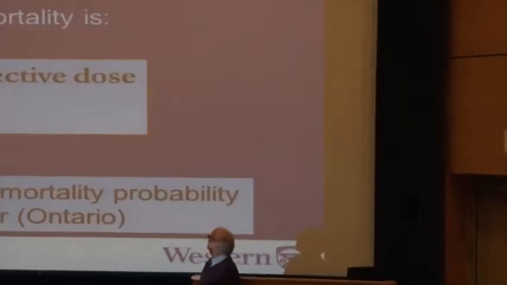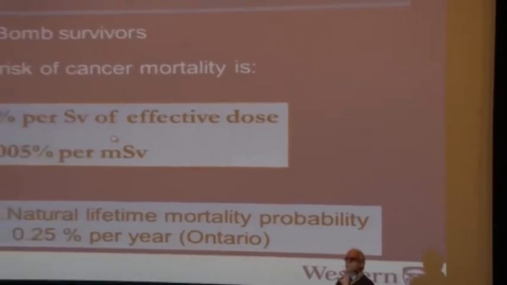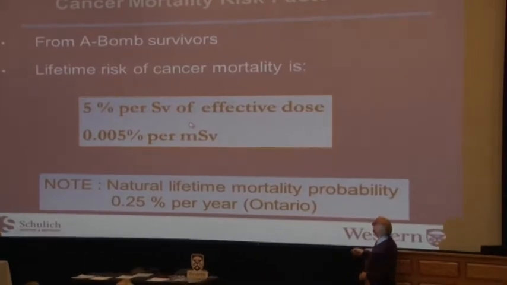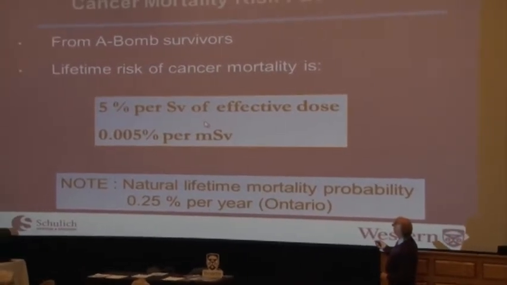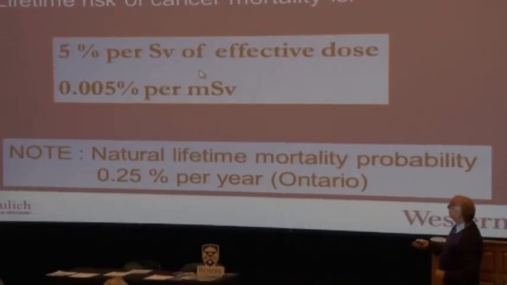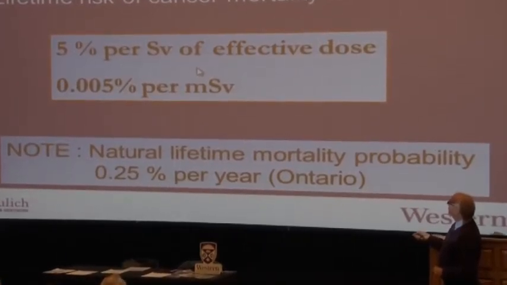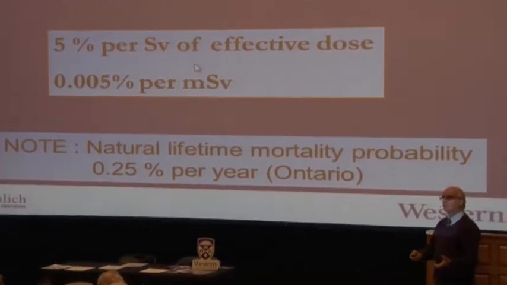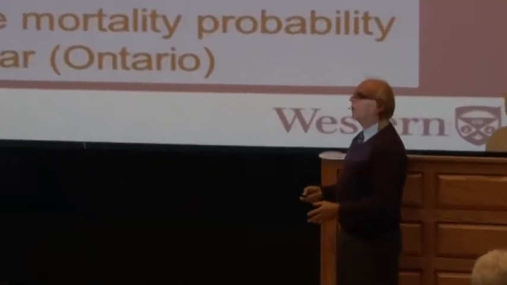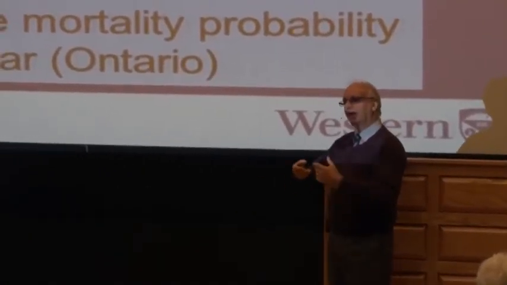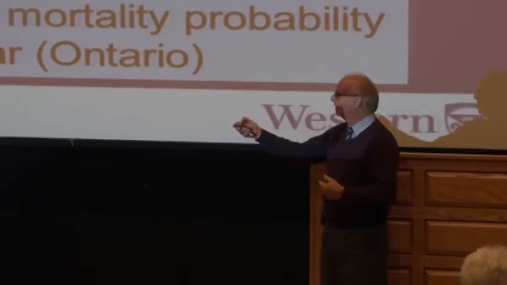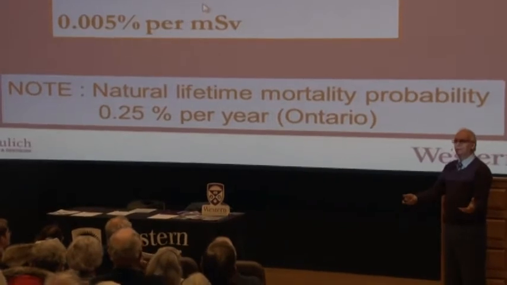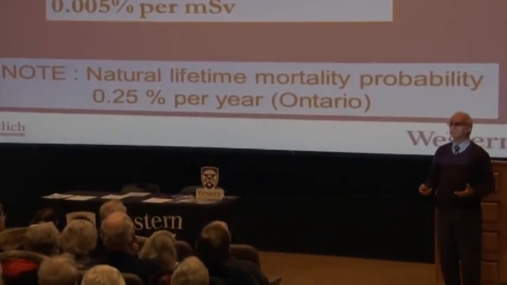And from these numbers, we can predict the risk of having a lifetime cancer when exposed to a certain amount of radiation. Here's the number. It's 5% per sievert of effective dose, or converting everything to per millisievert, it's 0.005% per millisievert of exposure. So if you have a diagnostic procedure and the radiologist says, I'm going to expose you to 1 millisievert, you've added 0.005% chance of developing a cancer in the rest of your life. Compare that, again, to the 0.25%, which is your base risk right now without exposure to radiation.